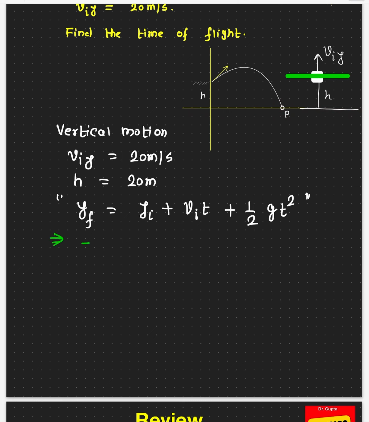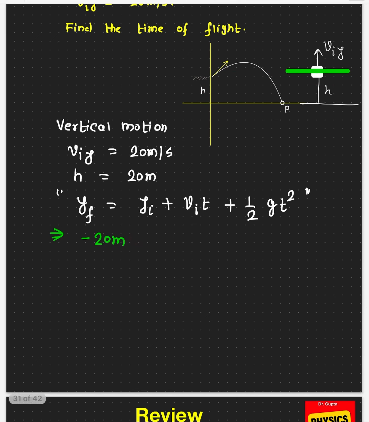20 meter. Why negative 20 meter? Because everything I have assumed is from this reference level. Anything upward we call positive, anything downward we call negative. So that's the negative 20 meter, and my initial position is 0 meter. My velocity is given, 20 meter per second. That's the time. Here it is positive because the initial vertical velocity of the ball is upward, and then plus half. G value would be negative 9.8.